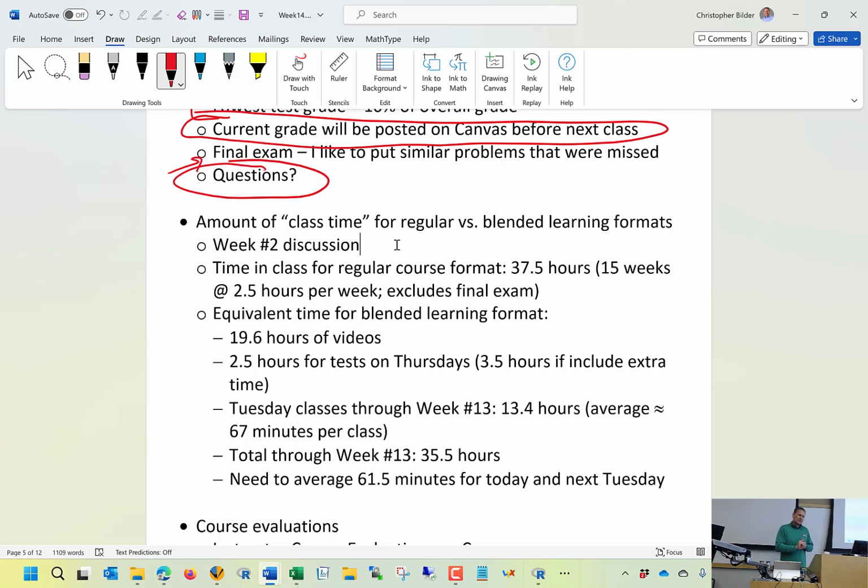But a complaint that I sometimes get from students is that with the blended learning or hybrid approach, you actually have to do more work than you would with a regular class. And there are different ways to quantify work. One way that I like to use is, if you were to attend this class in a regular format, you would be in this classroom for 37.5 hours during the semester, excluding the final exam. That's based upon 15 weeks, 2.5 hours per week.